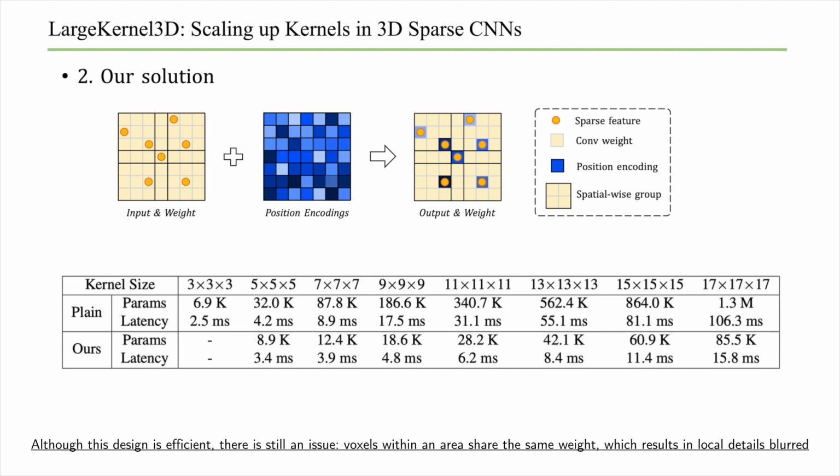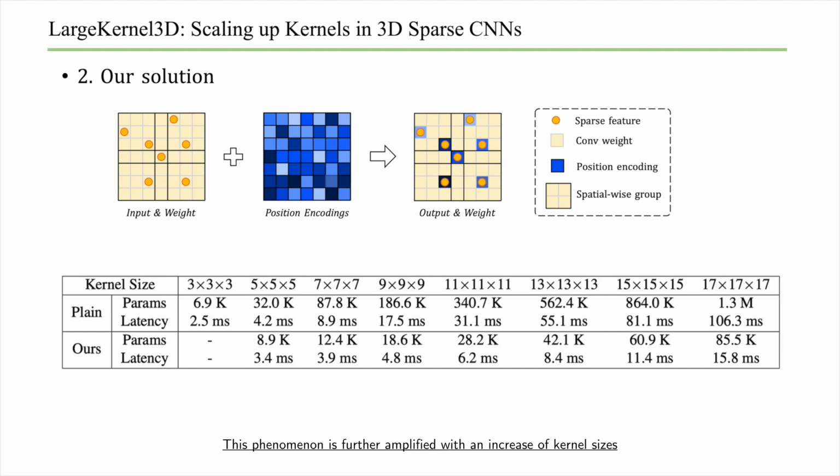Although this design is efficient, there is still an issue. Voxels within an area share the same weight, which results in blurred local details. This phenomenon is further amplified with an increase of kernel sizes. To address this problem, we propose the kernel-wise position embedding. We compare the efficiency between plain 3D submanifold sparse convolution and ours.